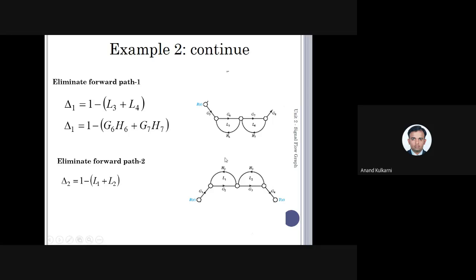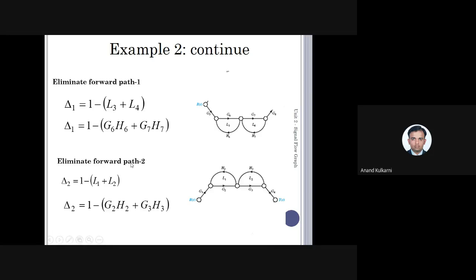Similarly, forward path number 2, if I consider this forward path, that is the second forward path, that is G5, G6, G7 and G8. In this condition, L1 and L2 are not touching. So delta 2 is equal to 1 minus the loop gains of L1 plus L2. That is what is written. Is it clear? Hope this point is clear. Is it understood?